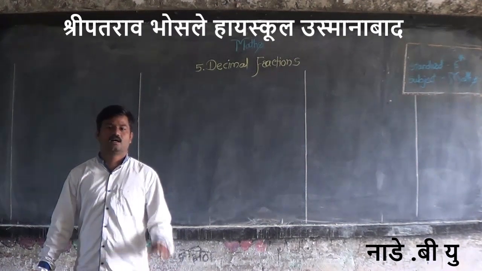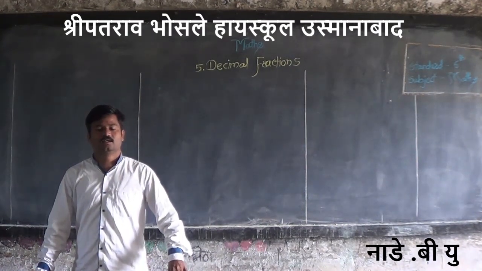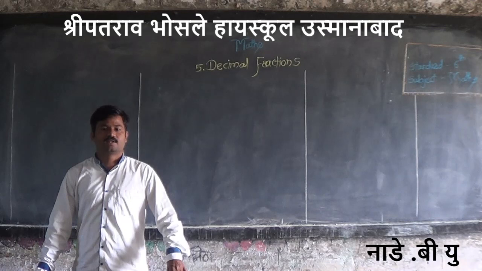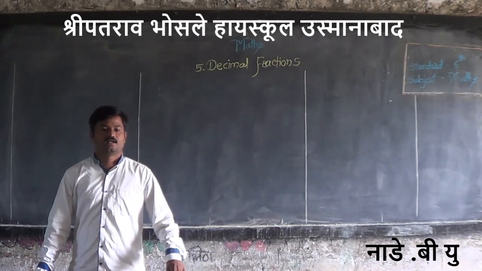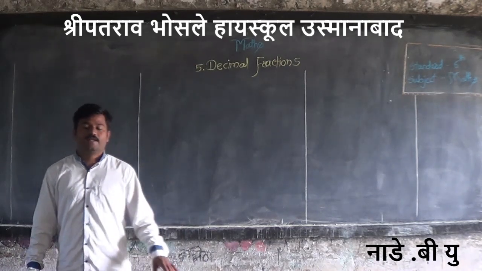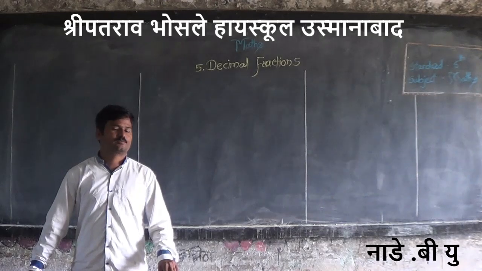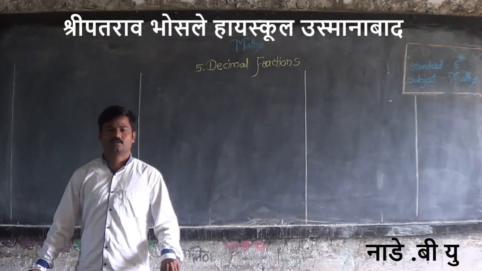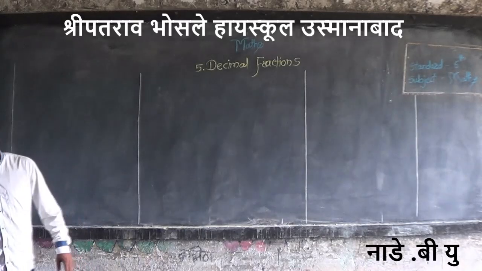Hi viewers, our ongoing lesson is lesson number 5, decimal fractions. Now we see the next point in this lesson. The next point is multiplication of decimal fractions.